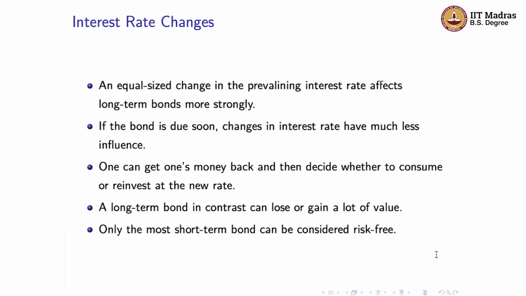So remember that we were talking about safe government bonds, and by safe we meant that they do not have that much default risk, right? But they are susceptible to other types of risk. So if we put all the points in our discussion together, what we are saying is that only the most short-term bonds can be considered risk-free from this interest rate risk, for instance, right?